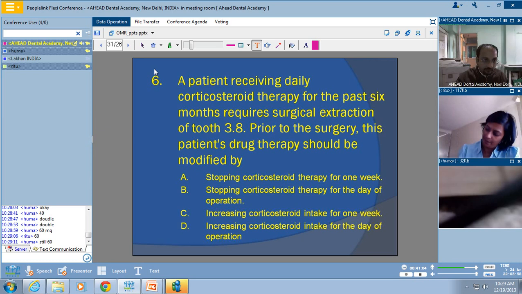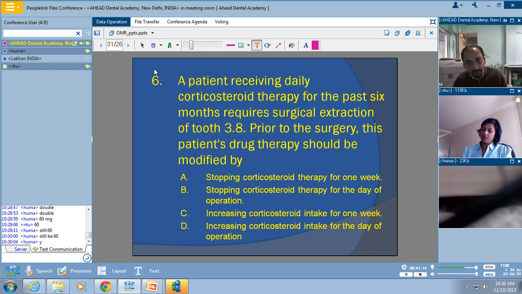This is the main question which is asked. It is generally asked regarding the dosages. So this question was in fact very easy. They have not asked us anything about this. Okay?